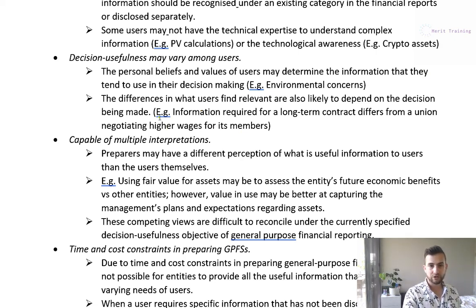Next is decision usefulness may vary among users. So the personal beliefs and values of users may determine the information that they tend to use in their decision making, for example, environmental concerns. The difference in what users find relevant are also likely to depend on the decision being made. For example, what information is required for a long-term contract differs from a union negotiating higher wages.